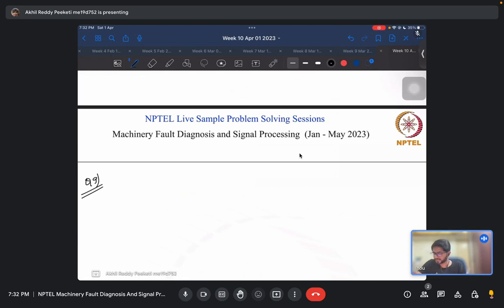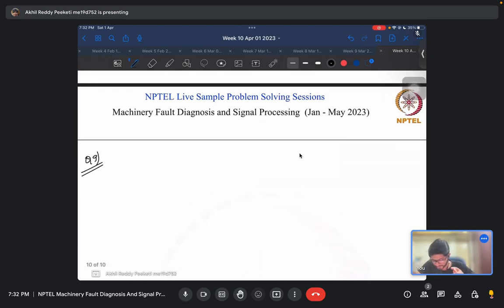Let's look at the next question. These are on oil analysis. Based on the type of debris particles in the oil, the type of test which you need to characterize the oil changes. So these following questions will be based on that.